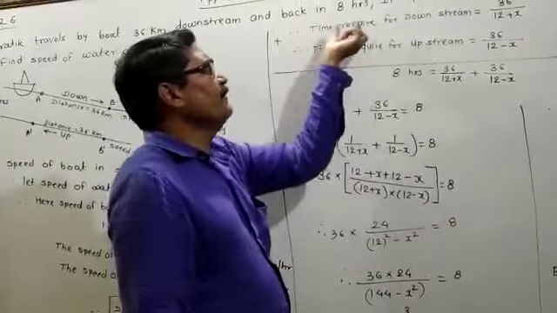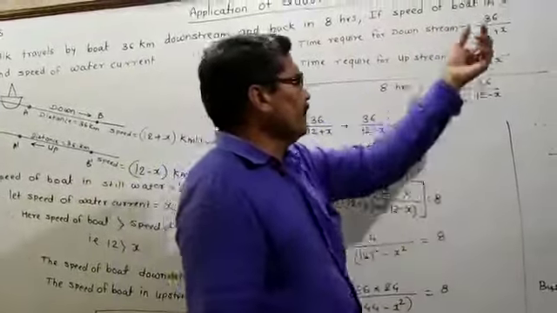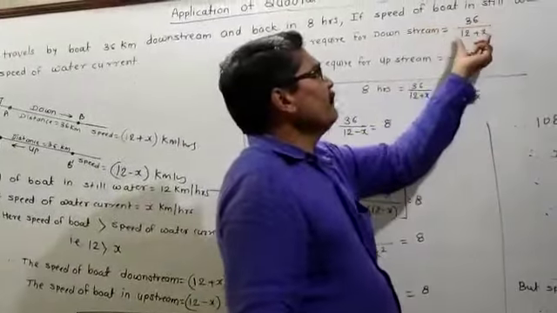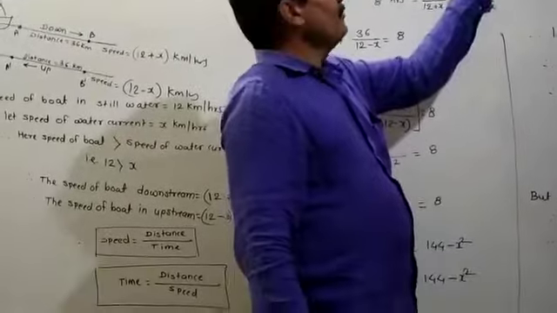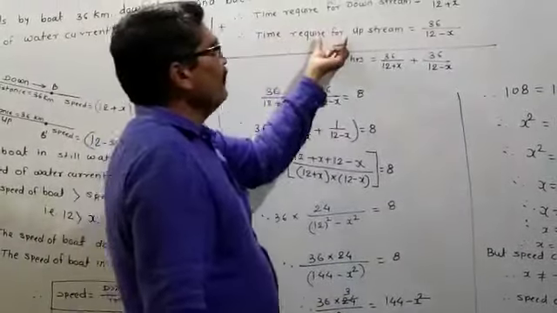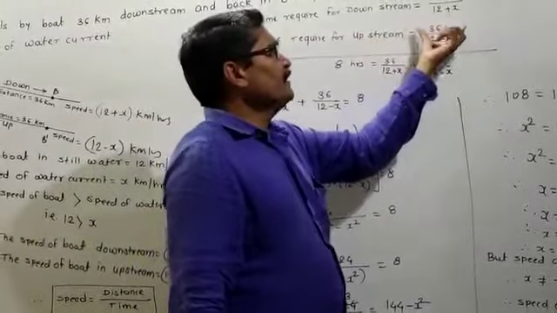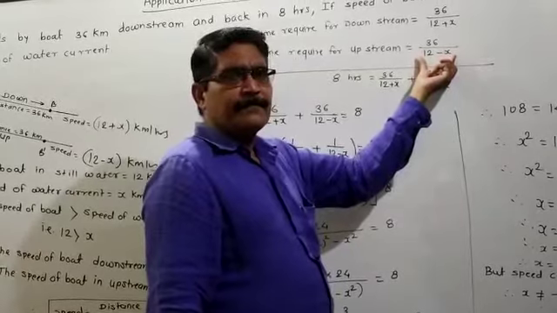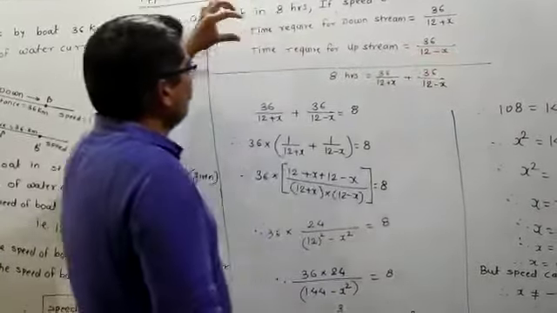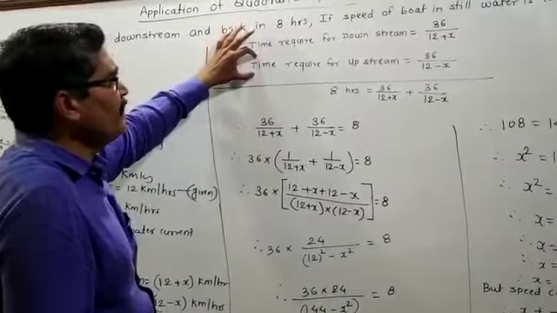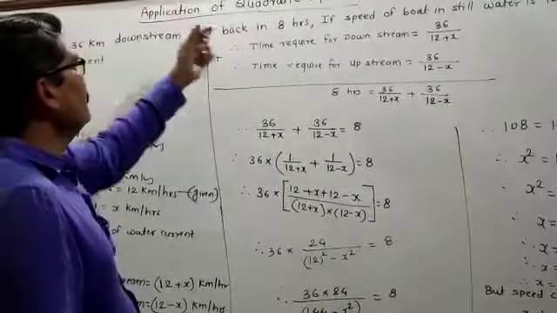So the time required for the downstream is equal to the distance covered in the downstream upon the speed of the boat in the downstream. In the same manner, the time required for the upstream is equal to the distance traveled in the upstream upon the speed of the boat in the upstream. Everybody understand? If you add the time required for the downstream plus the time required for the upstream, that is the 8 hours.